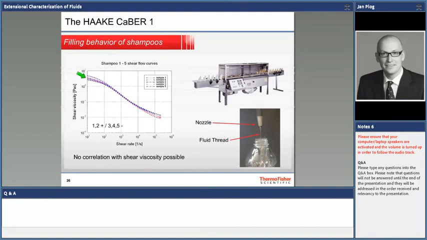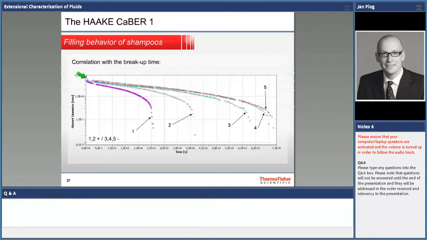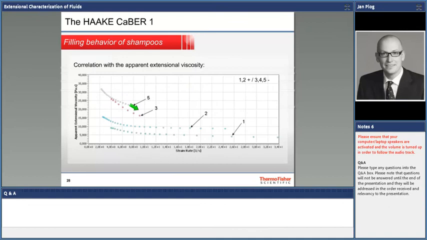The flow curves, the shear viscosity as a function of the shear rate, look more or less the same. Again, when you look into the same samples in the CaBER experiment, in extension, you see pronounced differences in the breakup behavior, ranging from 2.5 to almost 8 seconds. Okay, and from that you get, of course, much different extensional viscosities. Okay, they differ by an order of magnitude.